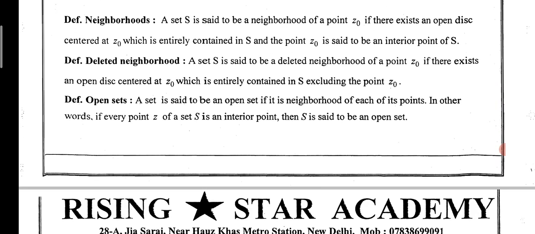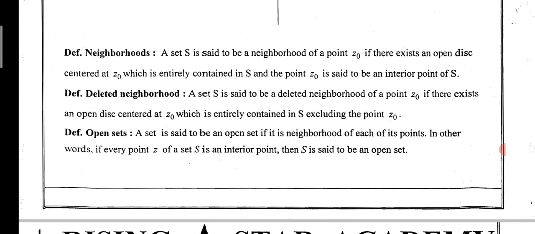Next definition, open sets. A set is said to be an open set if it is a neighborhood of each of its points. In other words, if every point z of a set S is an interior point, then S is said to be an open set.